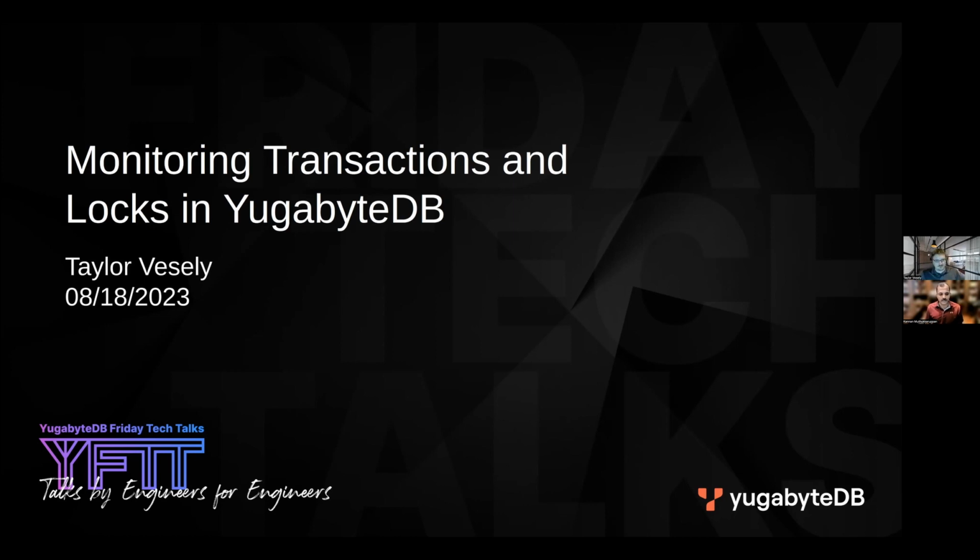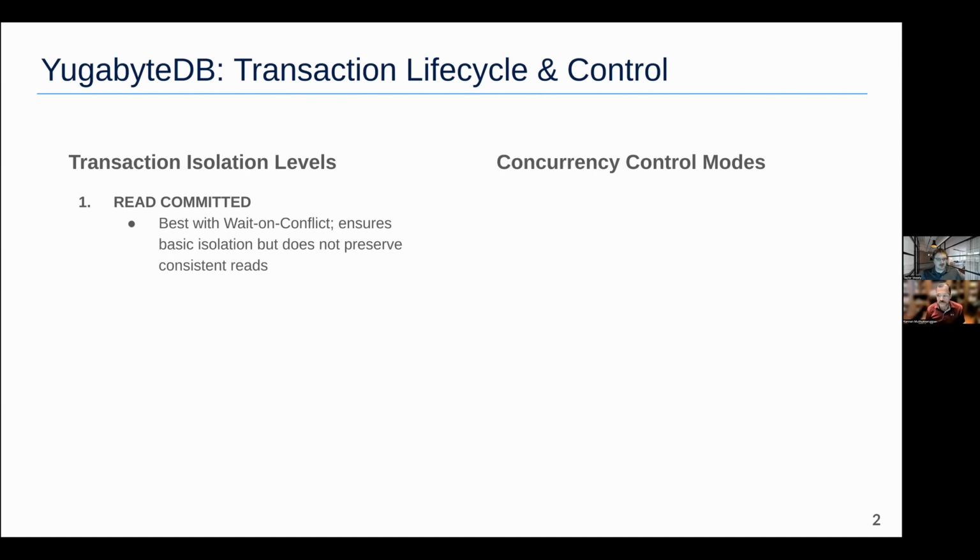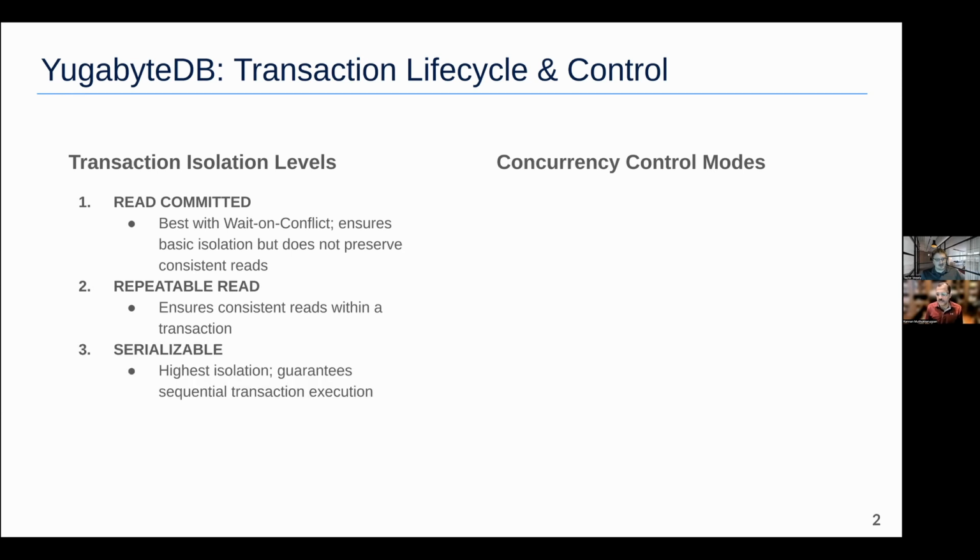So first off, YugabyteDB is distributed Postgres. We support 3 transaction isolation levels. Read committed. It's the basic isolation. It doesn't preserve consistent reads, but it's the default isolation level in Postgres. And this actually is new. We haven't supported read committed until recently. We also support repeatable read. This ensures consistent reads within a transaction. And serializable, it's highest isolation and guarantees sequential transaction execution.